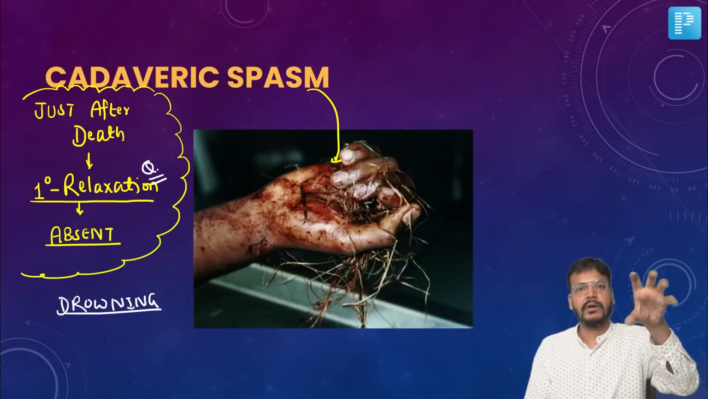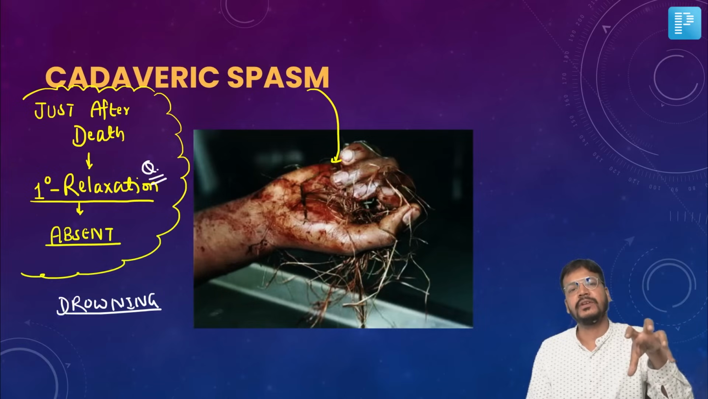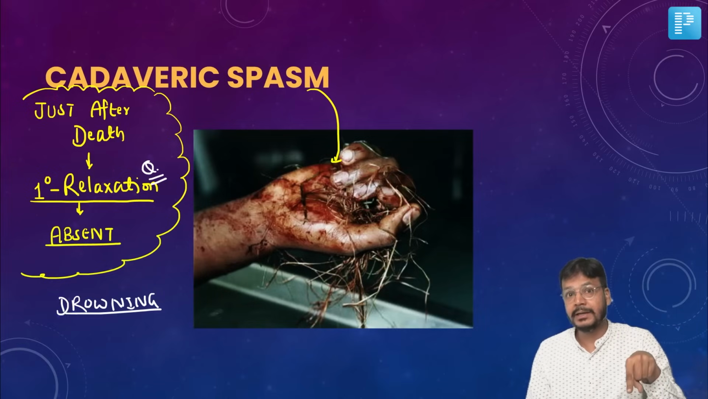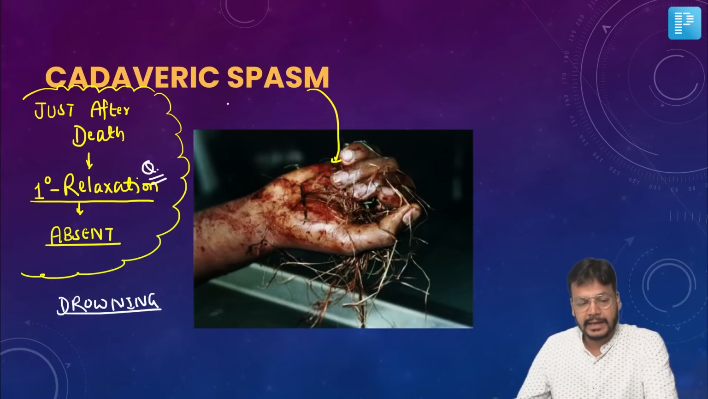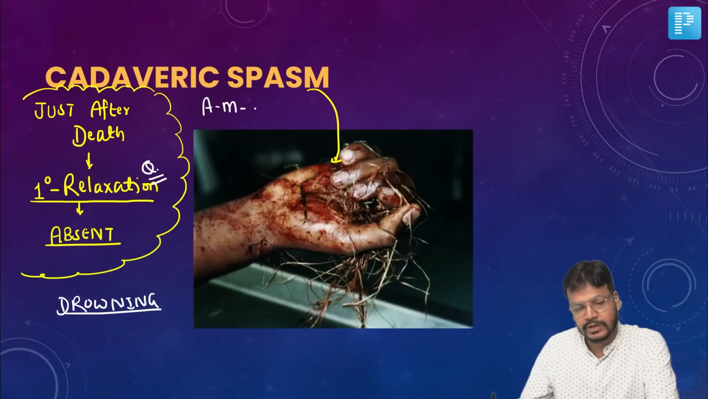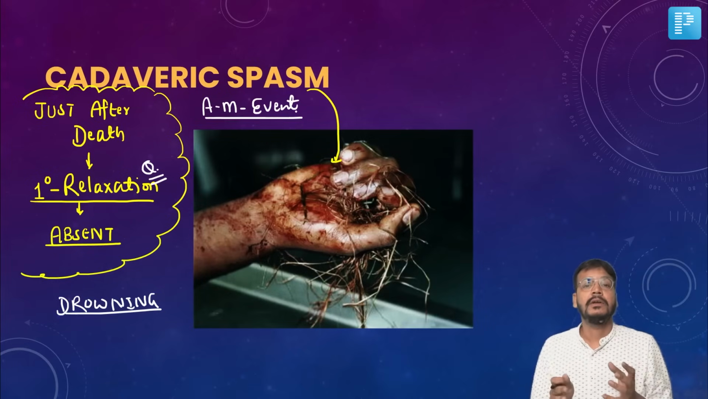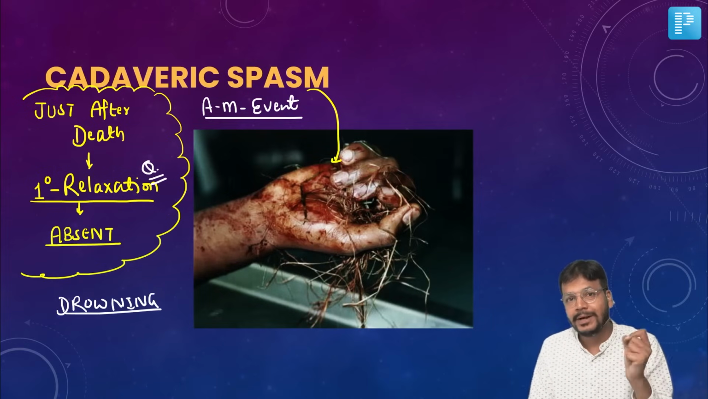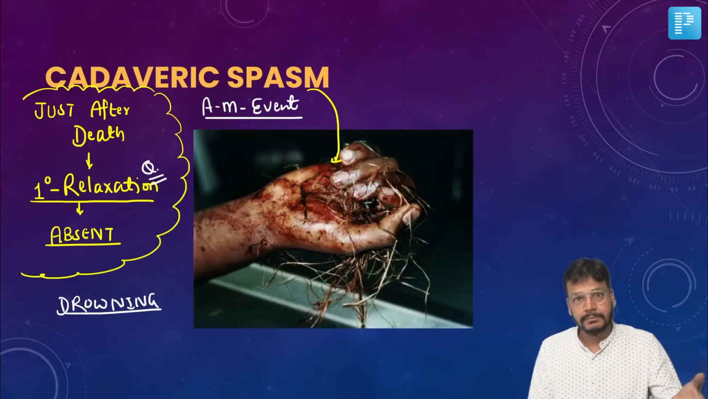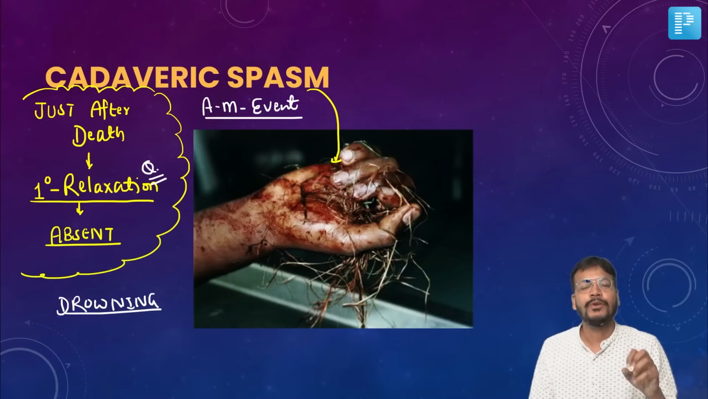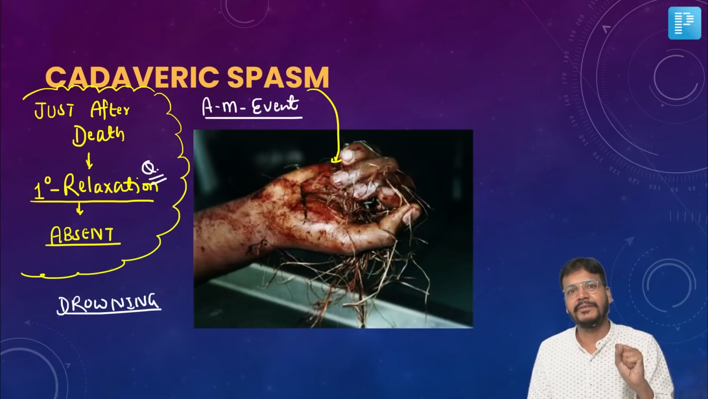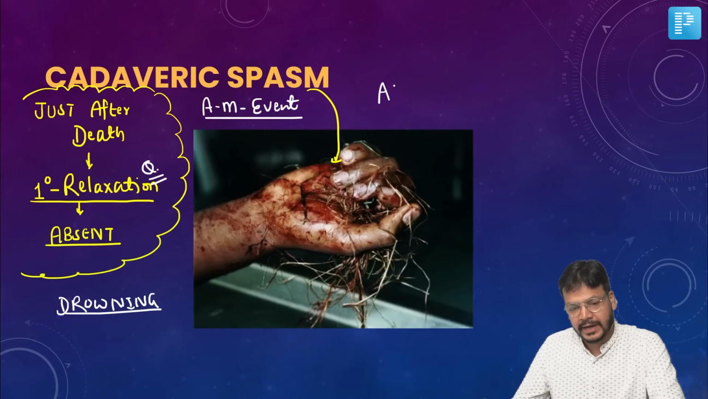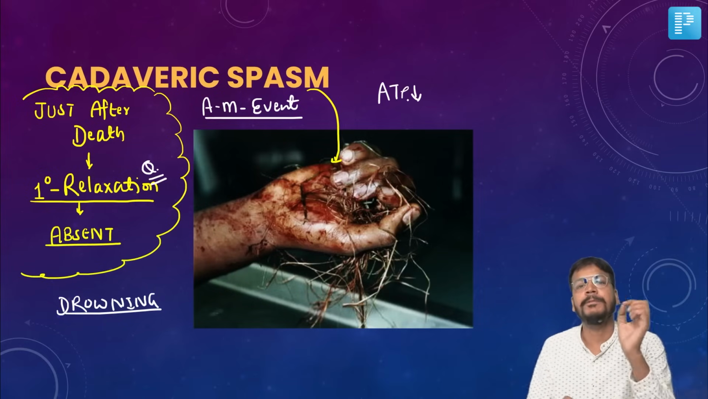So when you contract the muscle which is in action, and my dear friend, it is a postmortem change, but the event is antemortem because the contraction starts when you are alive. If you get a question, which one? Cadaveric spasm is a postmortem change, but it is an antemortem event. It looks like a postmortem change, but your contraction has started antemortem. This is cadaveric spasm. The mechanism of cadaveric spasm is again ATP depletion.